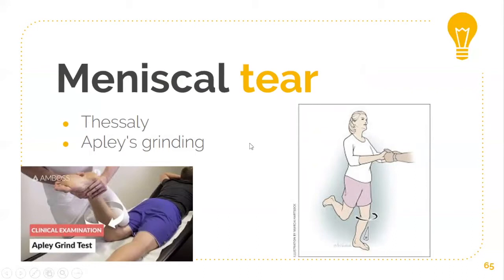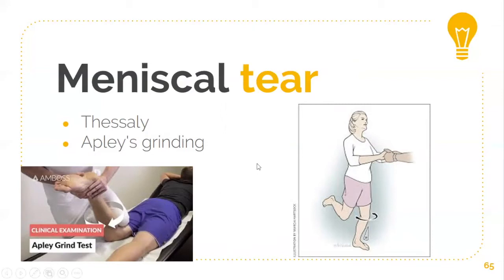Coming to Thessaly's test, I already explained earlier. The reason for meniscal injury is three things. One is a solely weight-bearing limb. Second is flexion of that particular limb. And third is a twisting force applied, that is, twisting of the femur on the tibia. These three things occurring simultaneously are the reason for meniscal injury.